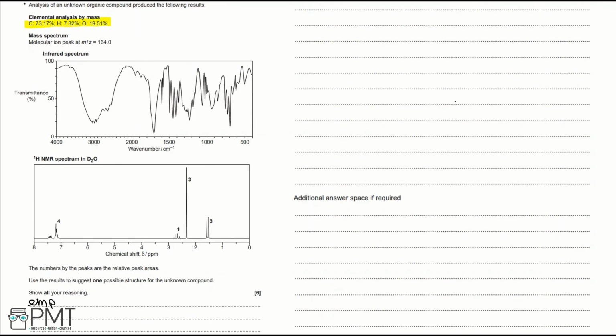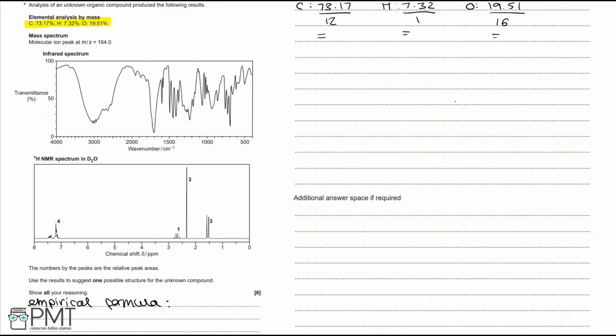out the empirical formula of our unknown organic compound. With empirical formula, what we need to do is take the percentages of each element and divide by their relative formula mass. So for carbon, that would be 73.17 divided by 12. For hydrogen, that would be 7.32 divided by 1. And for oxygen, that would be 19.51 divided by 16. Then we need to divide by the smallest.